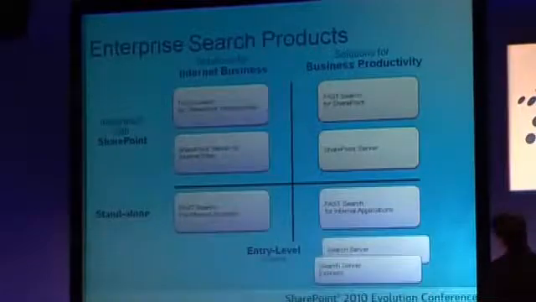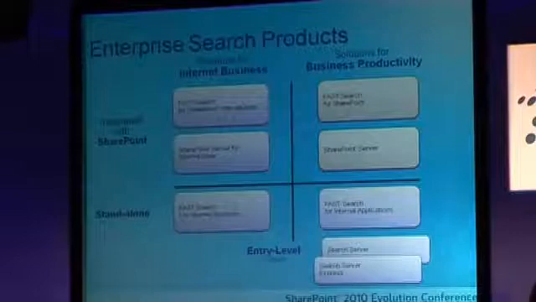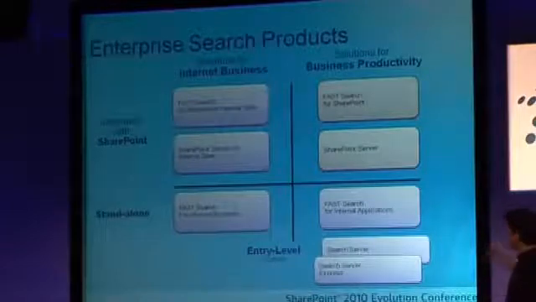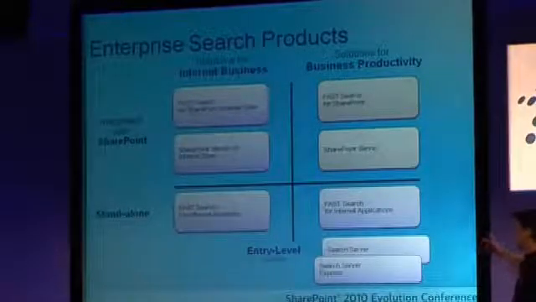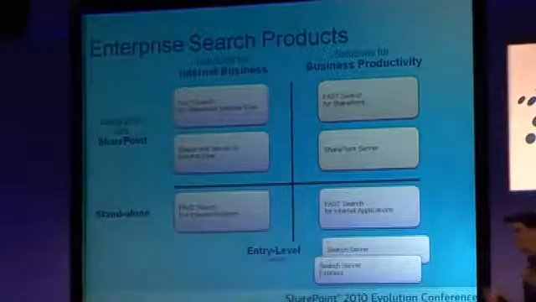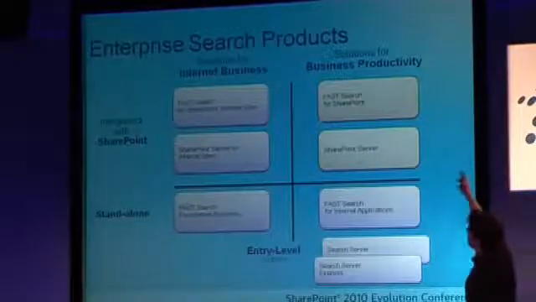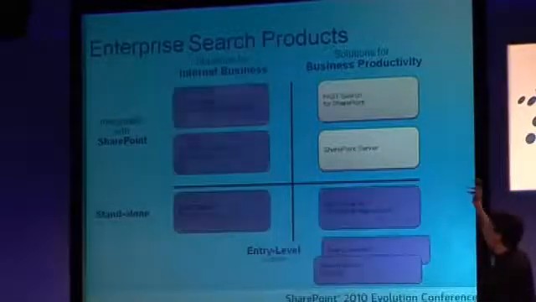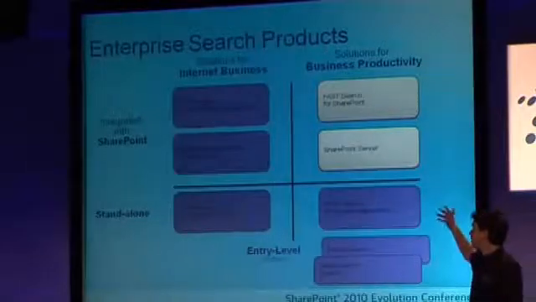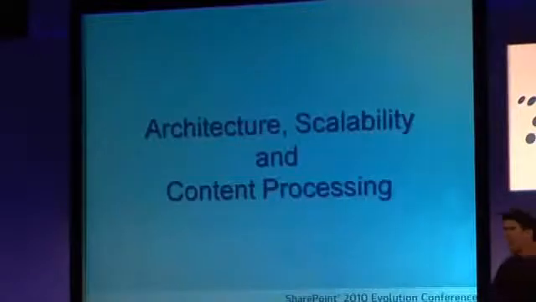So, okay, this is what the enterprise search product space now looks like from Microsoft. For completeness, we put Search Server Express and Search Server in the bottom. Whether they're really enterprisey or not, probably not. What we're going to be talking about is these 2 in the top right corner here, Fast Search for SharePoint, and what that delivers above and beyond SharePoint Server in this session.